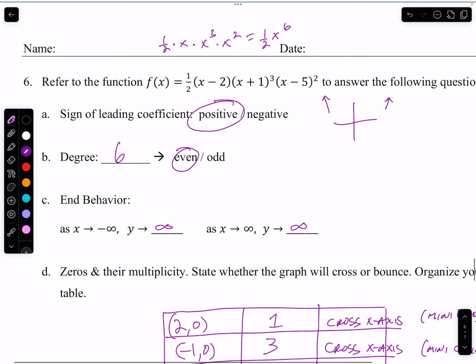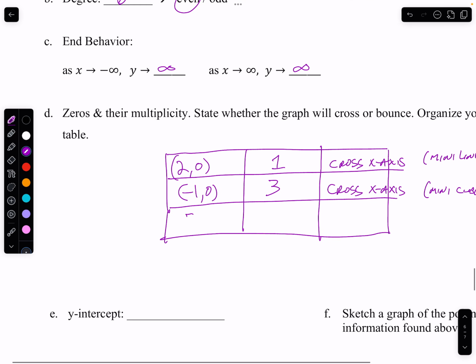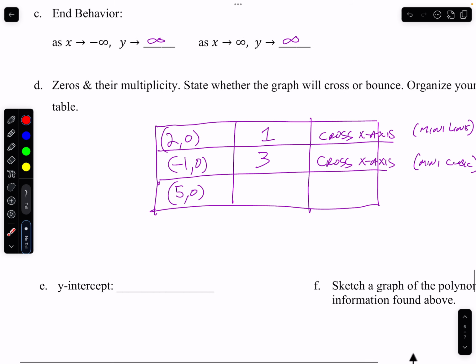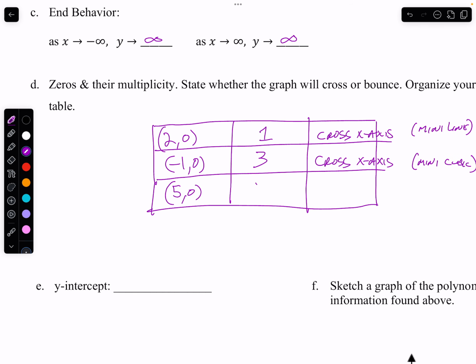And then the last 0 is (5, 0). So we got (5, 0). That has a multiplicity of 2. So there will not be a sign change at that 0. Therefore, it will bounce off the x-axis. And since it's a degree 2, it will look like a little mini parabola or a little mini x squared there.